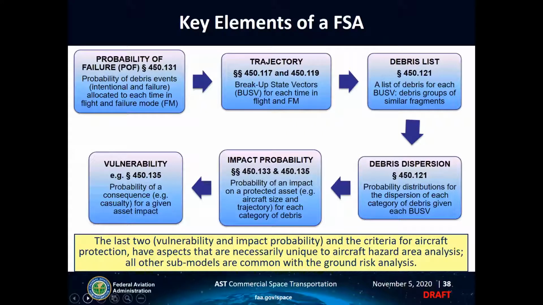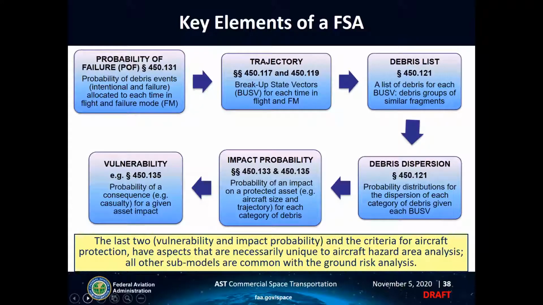So in the middle, on the bottom row, we have the impact probability. So in sections 450.133 and 450.135, the probability of an impact on a protected asset is computed. So for example, the probability of impacting on a critical asset, the probability of impacting on an aircraft, the probability of impacting on a populated area. So each of those needs to be quantified.